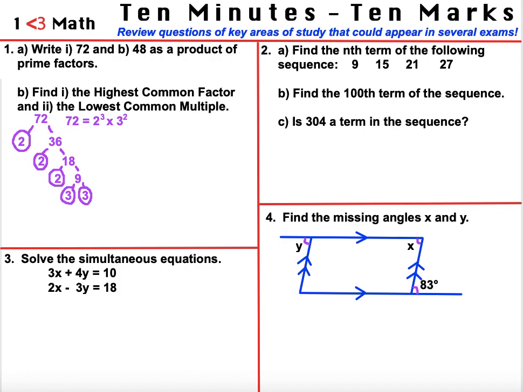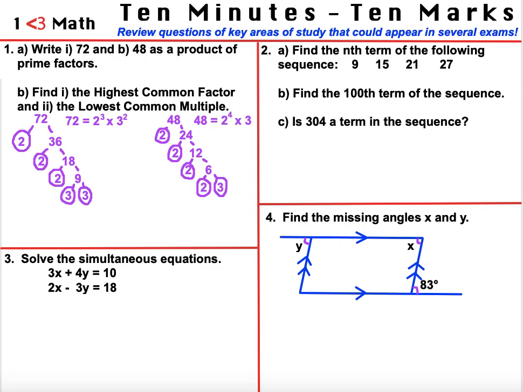So then we're going to write 48 as a product of prime factors using the same method. 48 divides by 2, we get 24. 24 divides by 2, we get 12. Every time I get a prime number, I circle it. 12 divides by 2, I get 6. 6 divides by 2, and we get 3. And when we get the two cherries like that, the two prime numbers, that's where we can stop. We've got 2 times 2 times 2 times 2 times 3. So that's going to be 2 to the power of 4 times 3. So that's part A done.